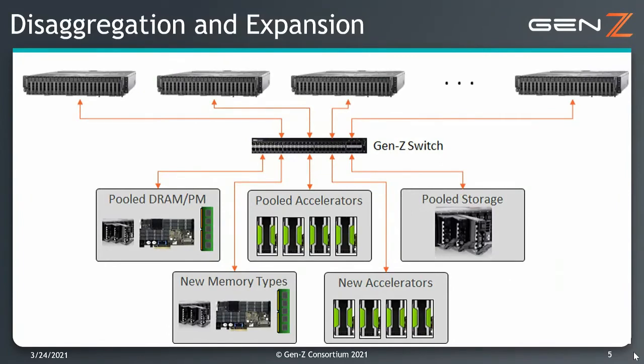So that was a conceptual diagram. Let's have a look at how it comes into an executable form. So in this diagram, you'll see across the top a representation of servers going through a GenZ switch, and in this diagram, we're showing it attached to different resources. So on the left, we have pooled DRAM, so that would be executable memory, cache memory, or just memory for high-speed access.